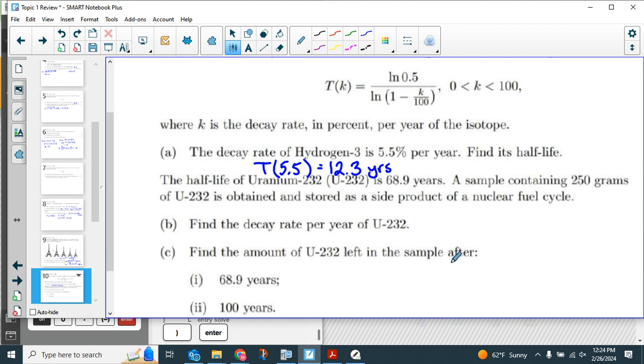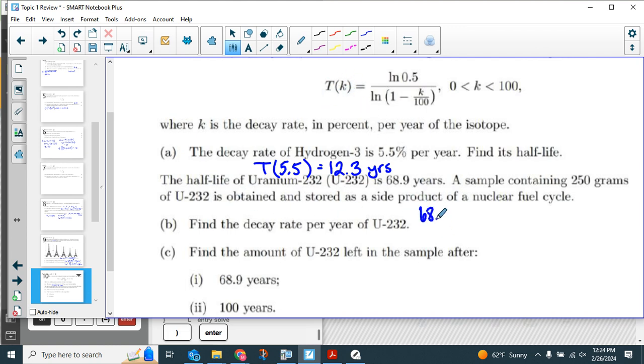All right, the half-life of uranium-232 is 68.9 years. A sampling containing 250 grams of uranium-232 is obtained and stored as a side product of a nuclear fuel cycle. Find the decay rate per year of uranium-232. So now we know my half-life is 68.9 years.